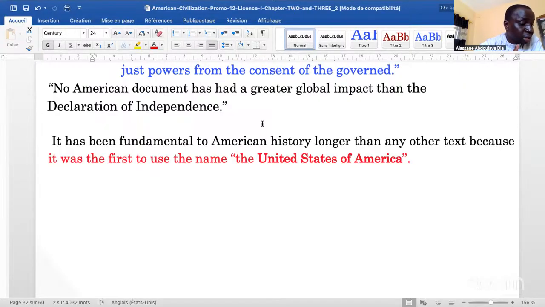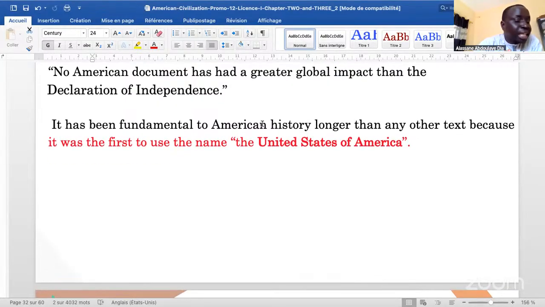Please, class, listen to me. The name United States of America is first used in the Declaration of Independence. We are in 1776. I told you at the beginning not to talk about USA. Drafted, rédiger. Drafted means rédiger. To draft means rédiger en français. Écrire, rédiger. So the Declaration of Independence, I repeat, class, is the first document to use the name United States of America.